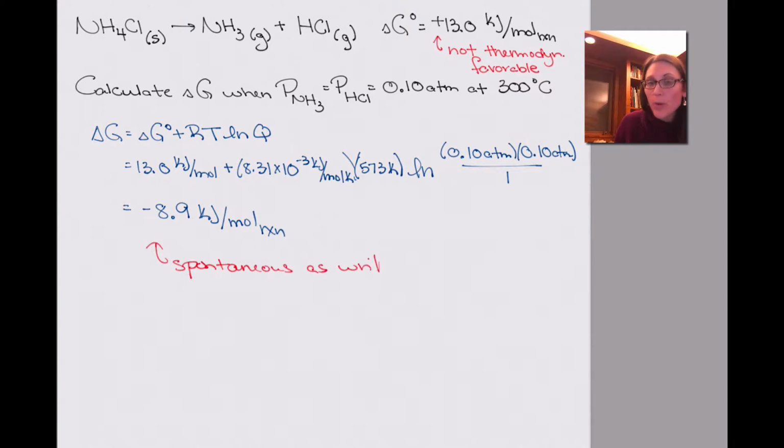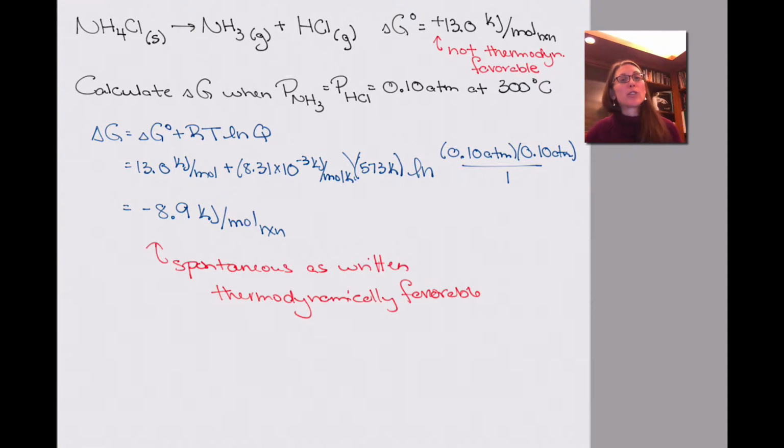And so it is really important to consider what concentrations you have in a reaction when it comes into determining whether a reaction is spontaneous or thermodynamically favorable, as AP likes to say these days, as written. So this reaction will proceed in a forward direction in order to reach equilibrium.